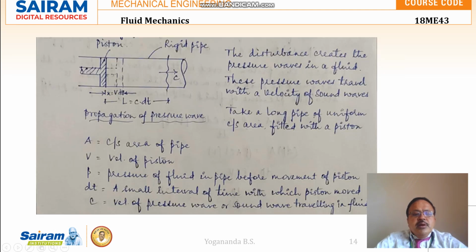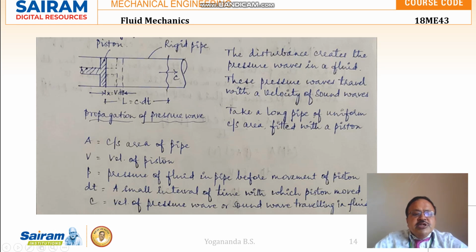Now we have the fluid flow where we are fitting a piston in this pipe. The disturbance creates pressure waves in the fluid. These pressure waves will travel with the velocity of the sound waves. So take a long pipe of uniform cross-sectional area throughout, that is fitted with a piston. A, capital A, is the cross-sectional area of the pipe.